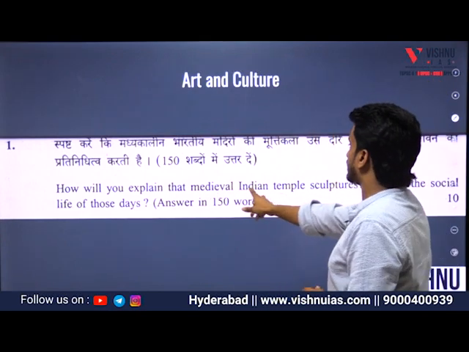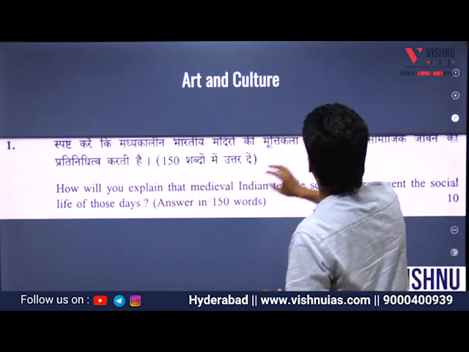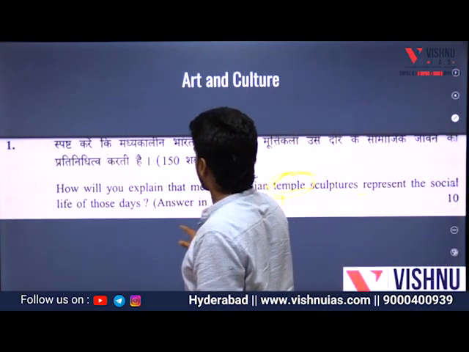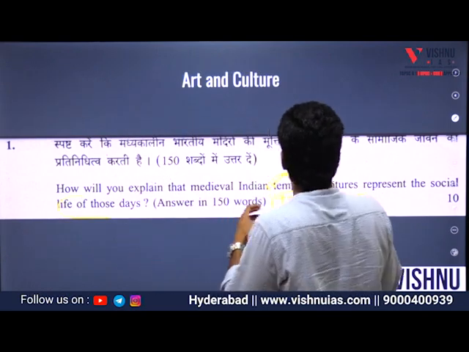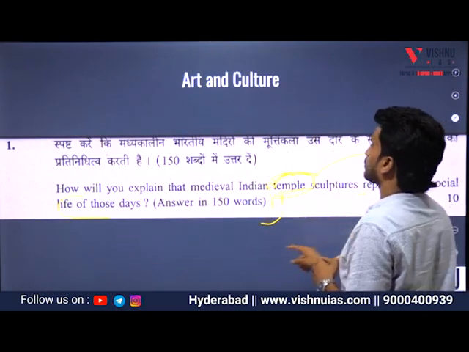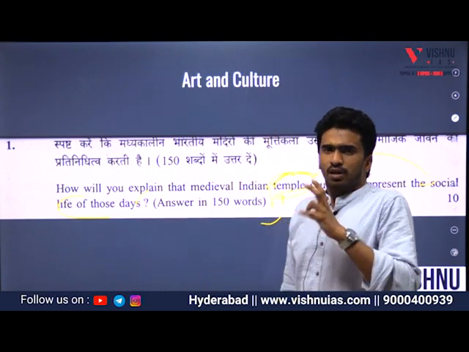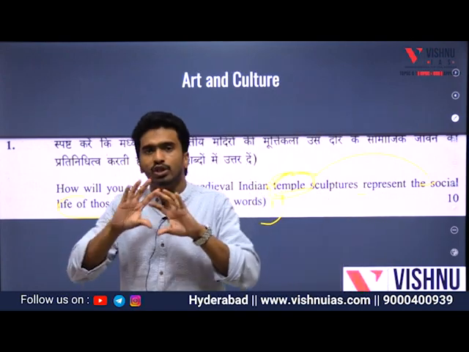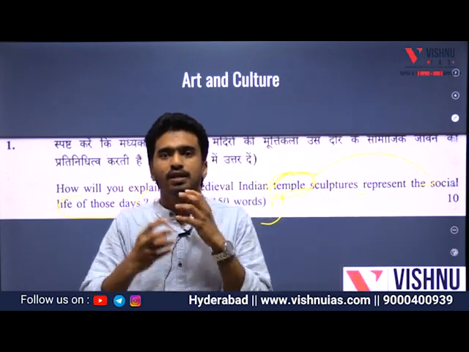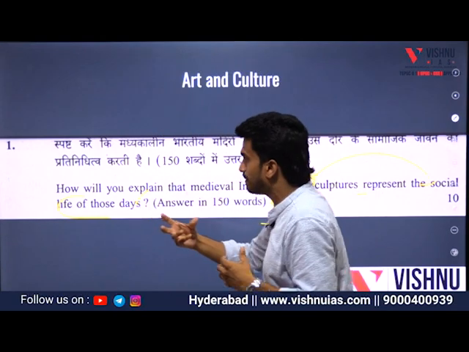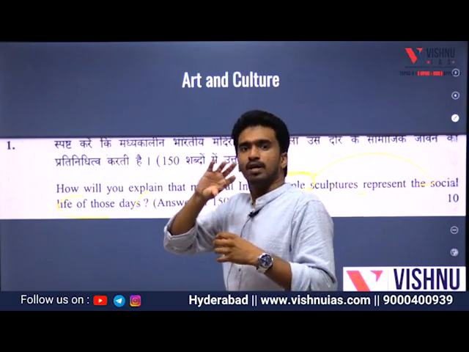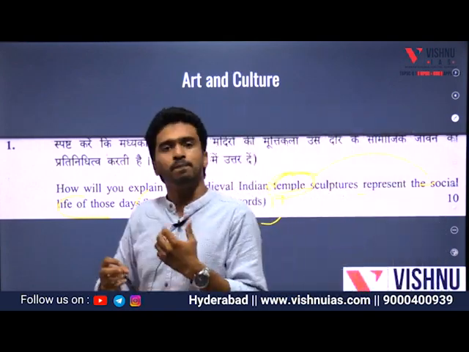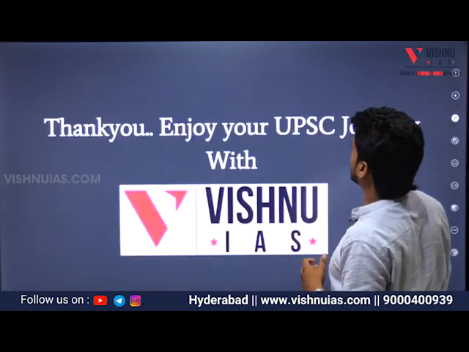See the question: how will you explain that medieval Indian temple sculptures represent the social life of those days? They are asking about the temple and going a little bit ahead, asking how it represents the social life of those days. Most probably that would be a very difficult question, but when you look at the PYQs, only then can you understand the trend, how they are changing and evolving. As per the evolving pattern of the UPSC, you should also evolve and update. So this is about art and culture.